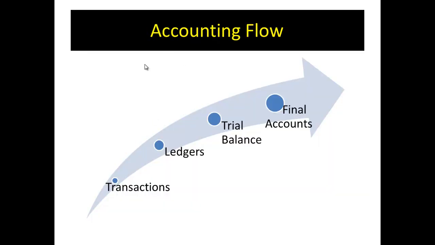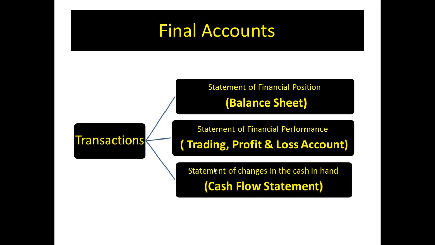We know this is the accounting flow: the transactions flow into ledgers, the ledgers flow into trial balance, and then trial balance is normally converted into final accounts. But while doing this, the entire process is governed by the generally accepted accounting principles. One of the important principles is to understand the distinction between the capital items and revenue items.